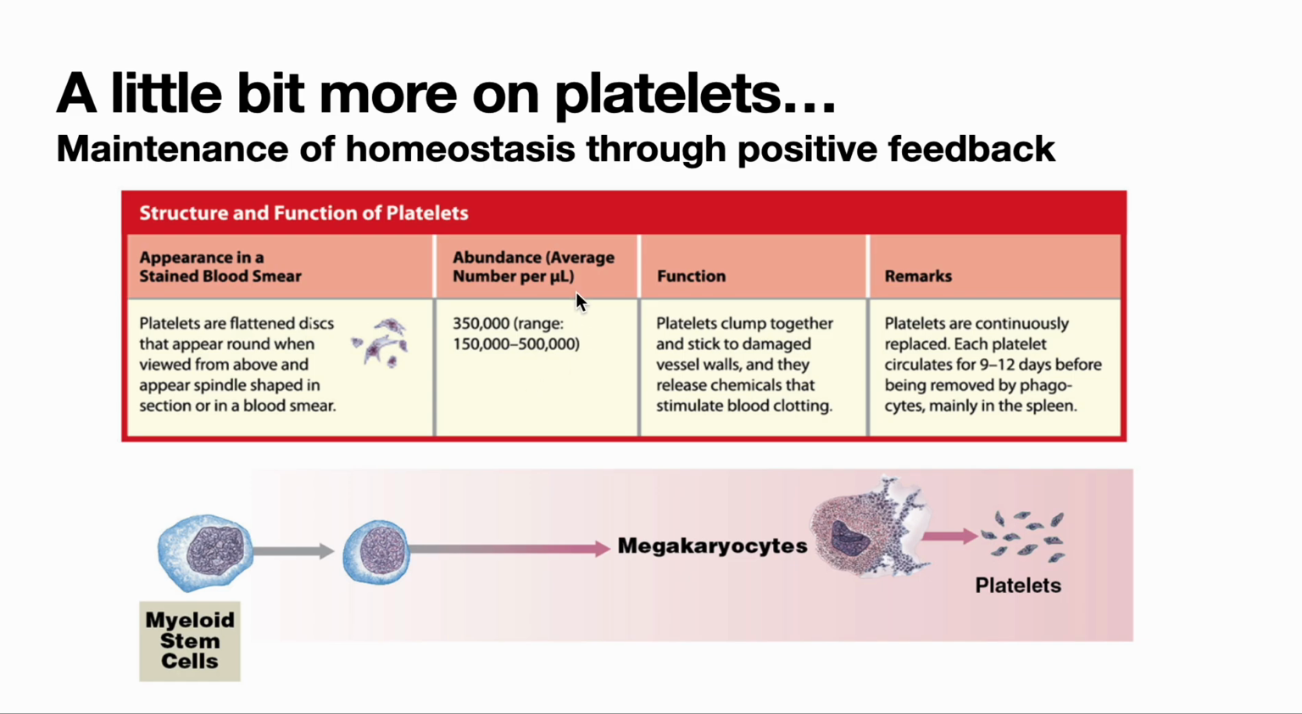In the blood smear, you can see that their abundance is about 350,000 per microliter, but there's a pretty large range from person to person. What they do is they clump together and stick to blood vessel walls, which can help heal tears or injuries to the wall of vessels and keep the blood inside the vessel. So in other words, they are very important in the clotting process. Platelets are continuously replaced. Each platelet only circulates for a week to a week and a half, before phagocytes remove them, and that is going to happen mostly in your spleen.